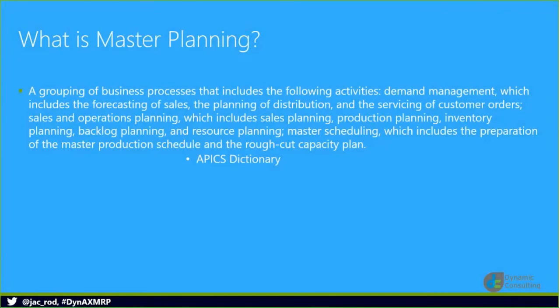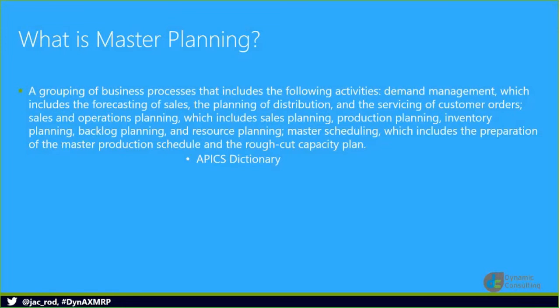So this is kind of a generic slide about what is master planning. This is one that I've borrowed from a couple other presentations that I've done before. From the Apex Dictionary, if you look at some of the keywords here, we talk about demand management, forecasting of sales, planning of distribution, sales and operations planning, production planning, backlog planning, resource planning, master scheduling. Again, there's a lot of buzzwords in here, but these keywords are really a good example that master planning is really all over the place in AX.